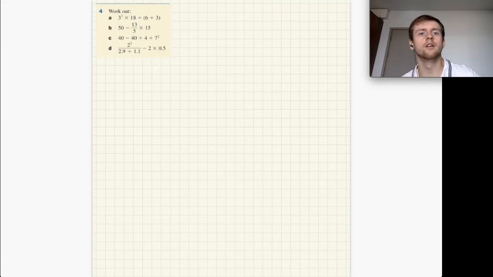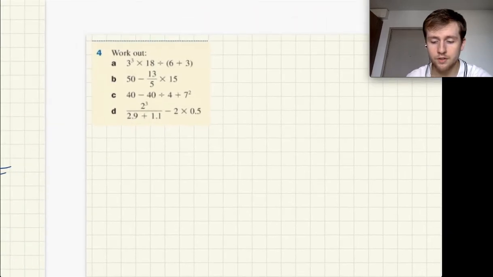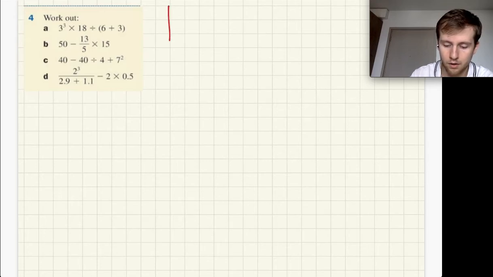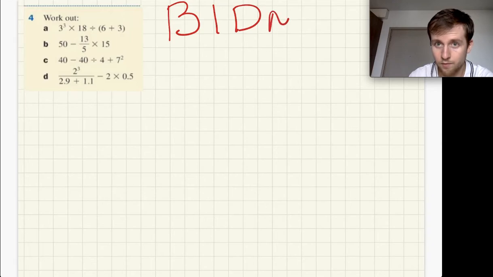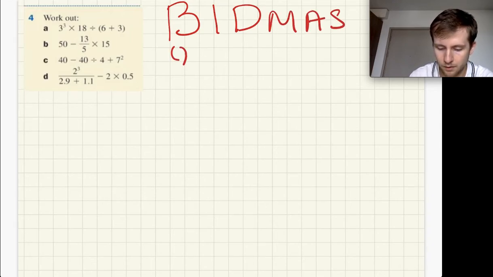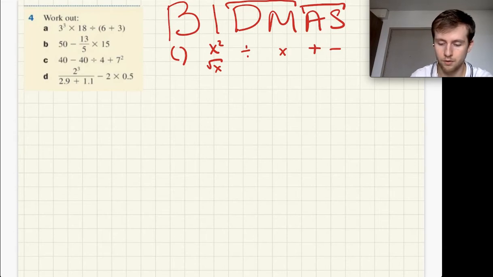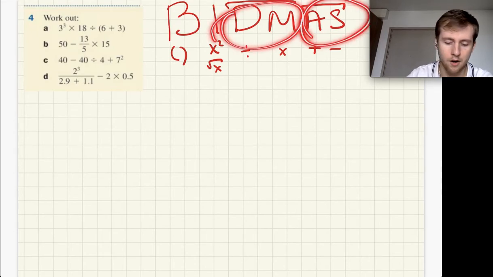Next one. Workout. Okay, this is about BODMAS, or it's also called BIDMAS. Right? So brackets, indices. Indices means powers and roots. Division, multiplication, addition, subtraction. Those two are kind of equal in order, so we do them from left to right. So this pair and this pair.